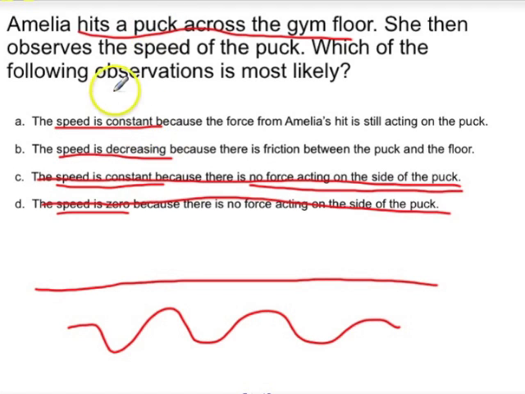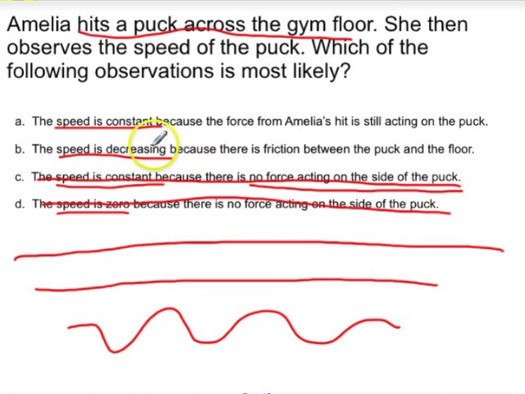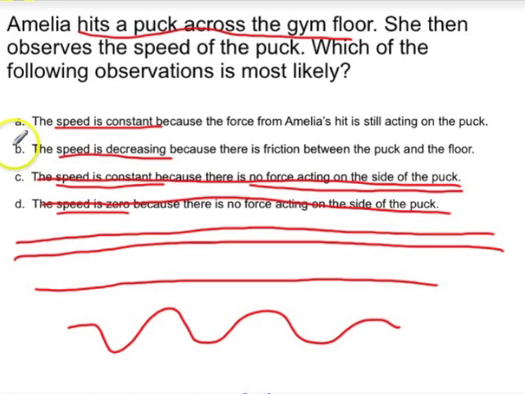If she hits a puck across the gym floor, is the speed constant? In other words, is it just going to go the whole way, never slow down, never speed up? Or is the speed decreasing? So when you hit it, it's going, but it's gradually getting slower. If you go, it's B, absolutely, it's B.